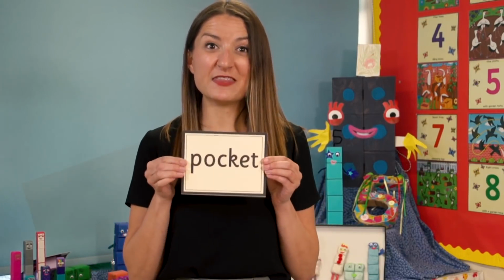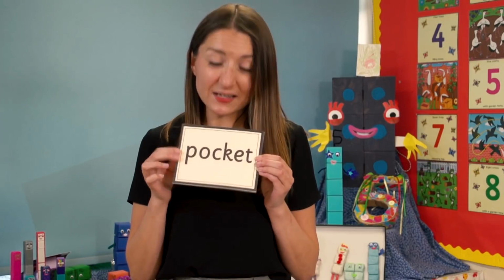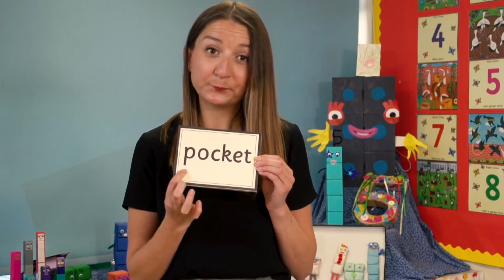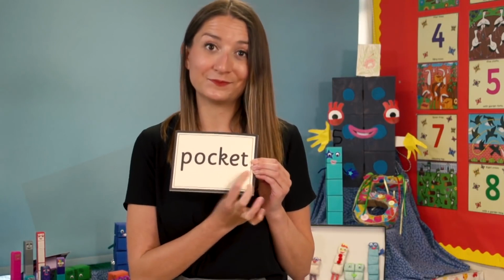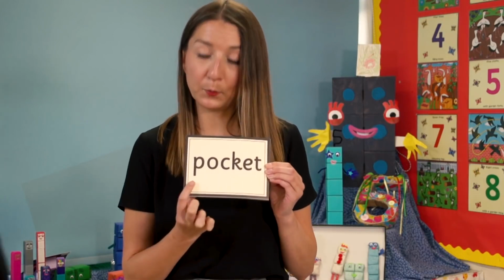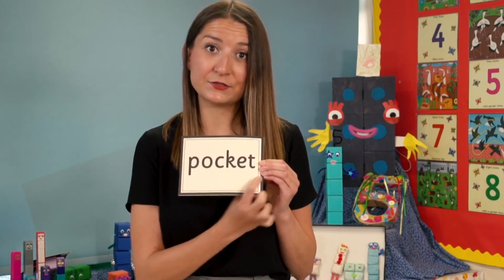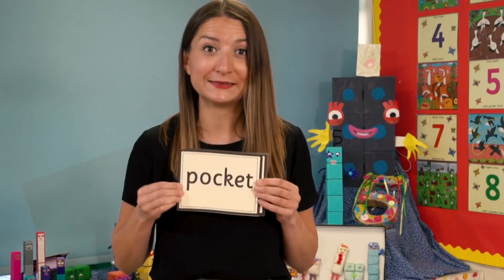Can you spot the digraph in this word? Yes, the digraph is k. Sound out and blend. P, O, k, E, t. Pocket. He found a penny in his pocket.